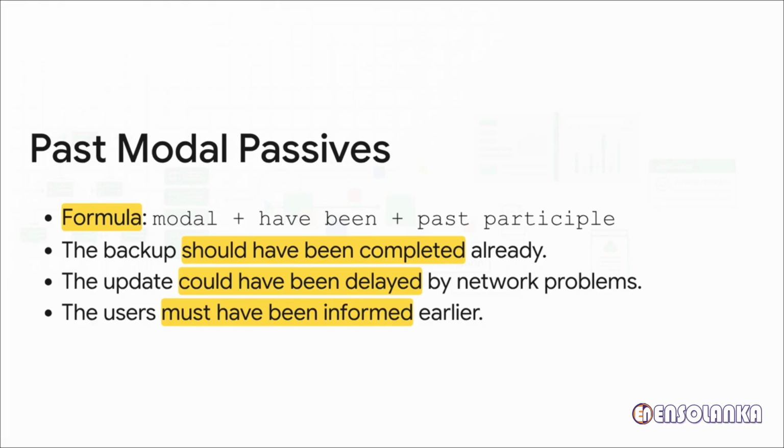And we can do the same thing for the past tense, which is super useful for talking about things that were supposed to happen, but maybe didn't. The backup should have been completed is a great way to talk about a past requirement that wasn't met. It's a really handy structure for incident reports.